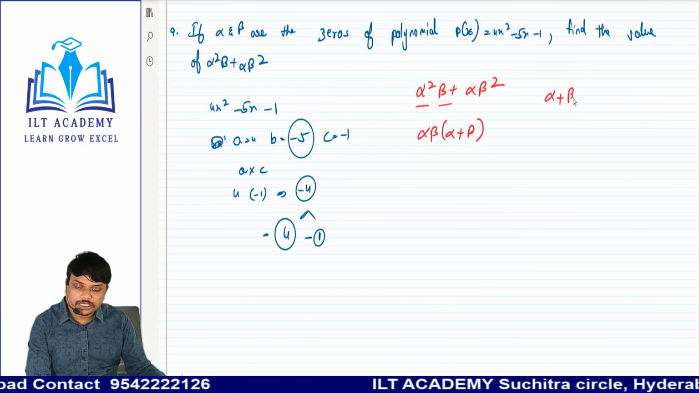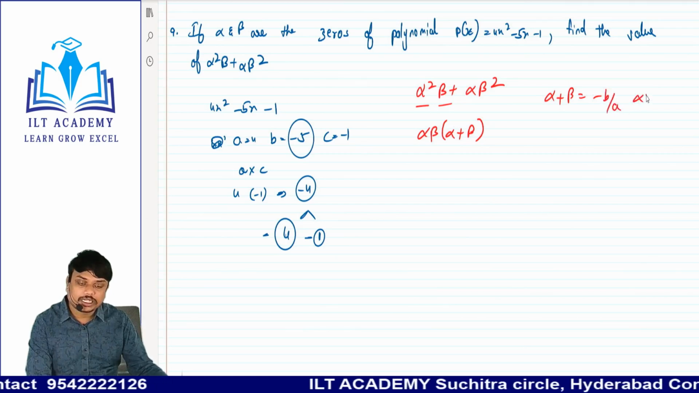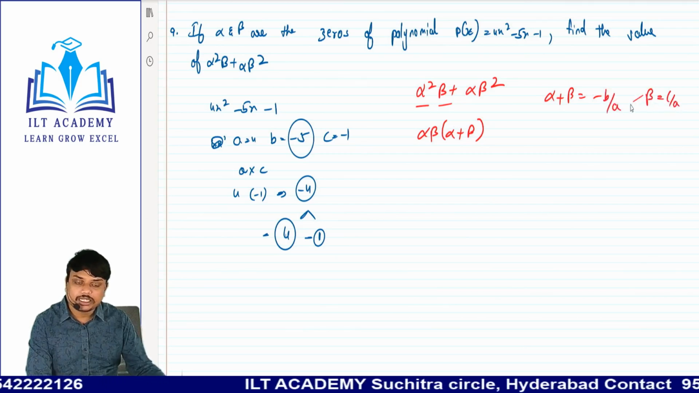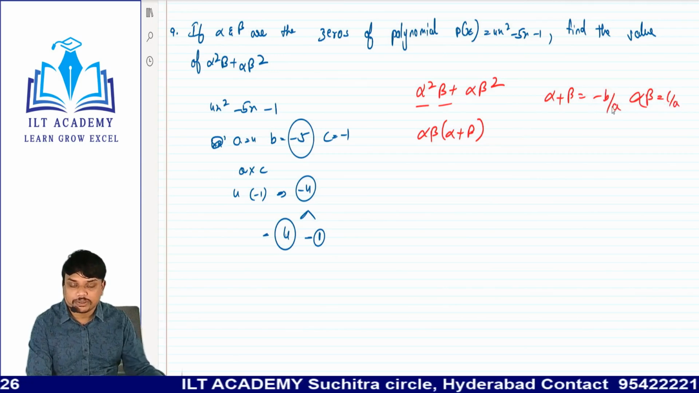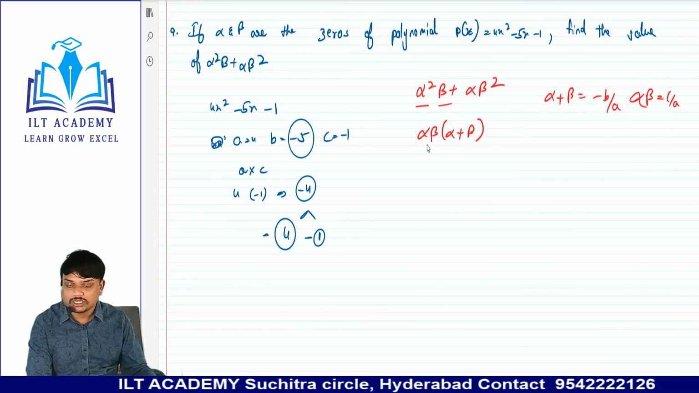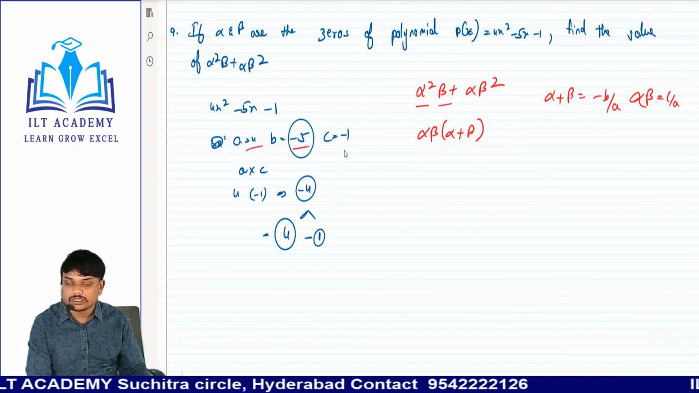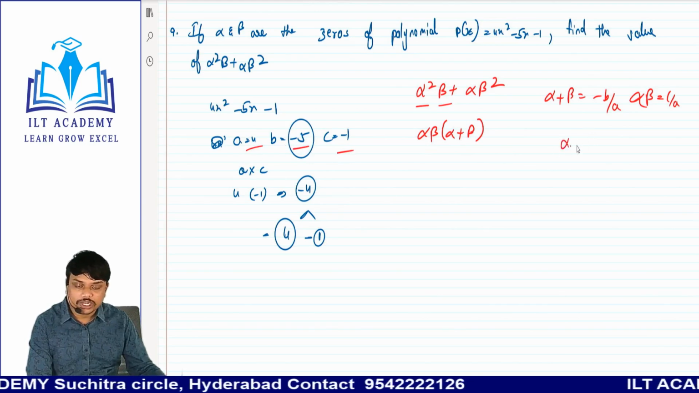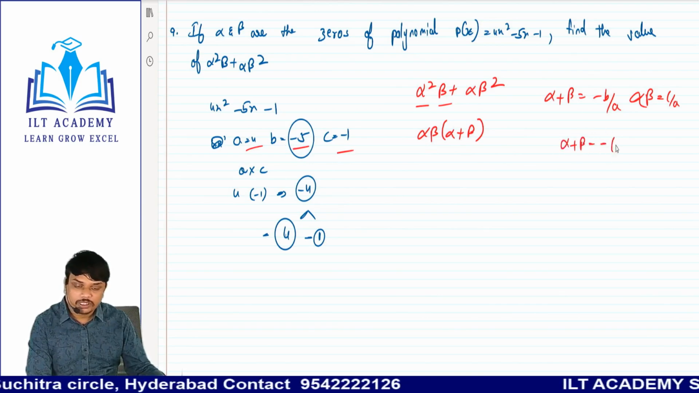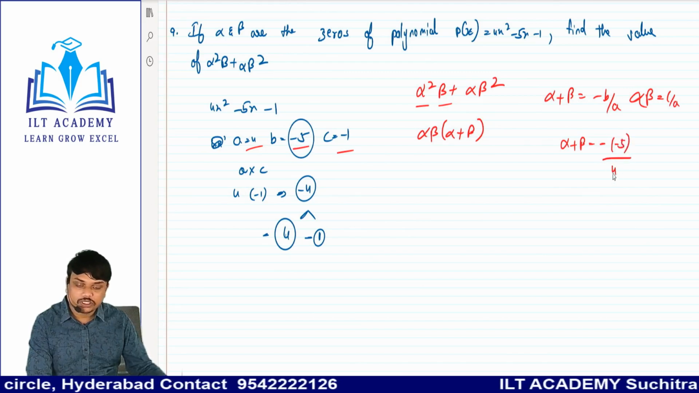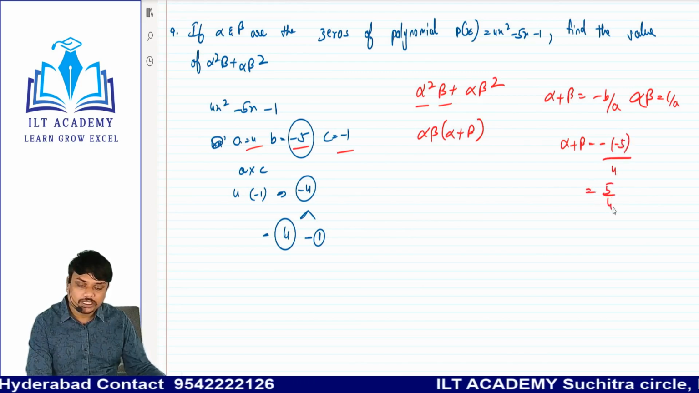Now alpha plus beta is equal to what? Minus b by a. Alpha beta is equal to c by a. So how do we find this? We know a is equal to 4, b is equal to minus 5. So alpha plus beta is equal to minus of minus 5 upon a value, which is 4. So this becomes 5 by 4.